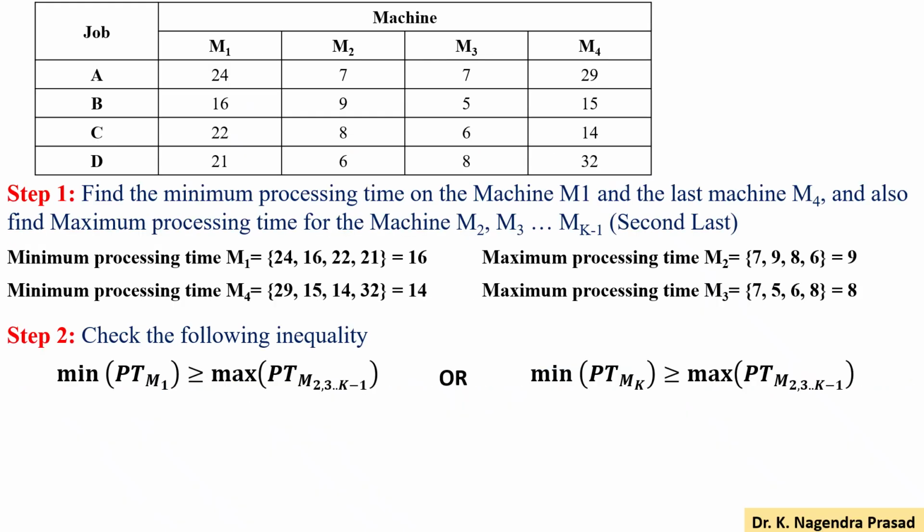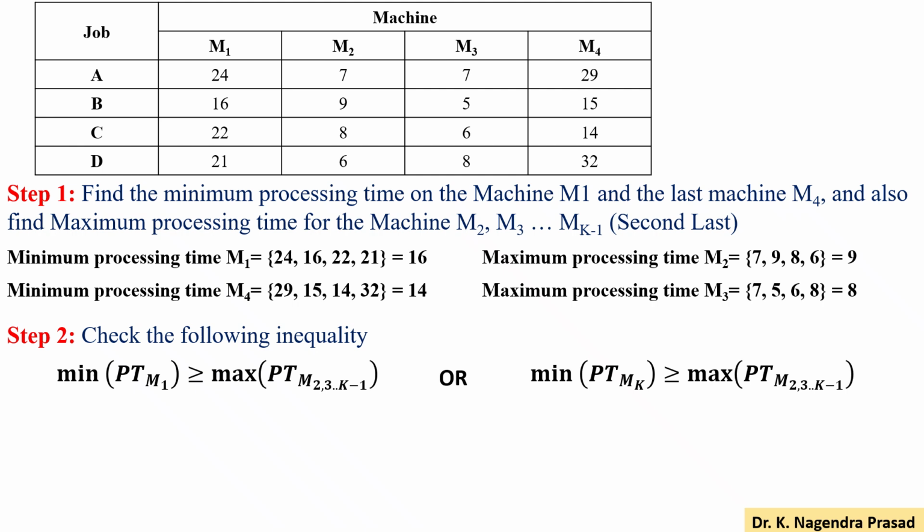Next we will go for step 2. Check the following inequality. First one is the minimum processing time for the M1 mission should be greater than or equal to the maximum processing time of the missions M2, M3 up to MK-1, which is the second last mission. Another inequality is the minimum processing time for the last mission, that is the K mission, should be greater than or equal to the maximum processing times of M2, M3 up to MK-1.